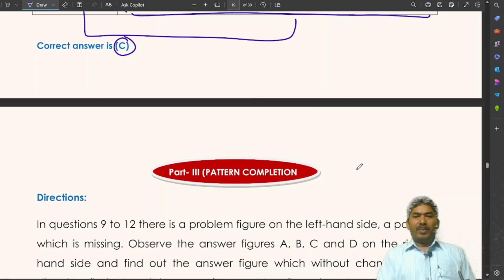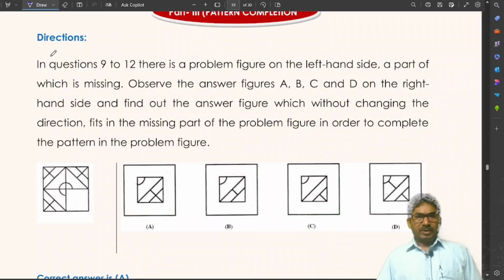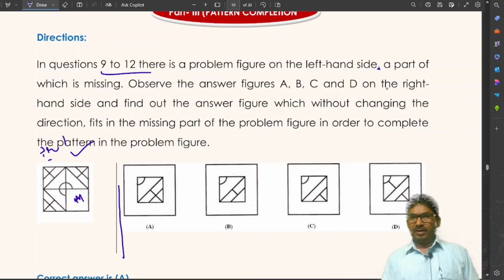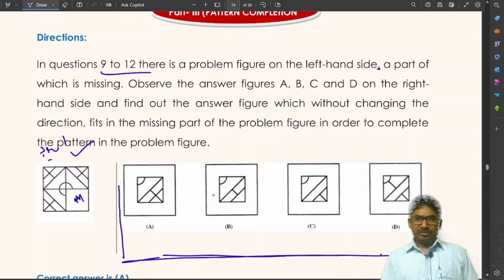Next, part 3, pattern completion. Directions: in questions 9 to 12 there is a problem figure on the left hand side. A part of it is missing, this is the missing part. Observe the answer figures A, B, C and D on the right hand side. See here, there are 4 figures on the right hand side. Find the answer figure which, without changing the direction, fits in the missing part of the problem figure in order to complete the pattern in the problem figure. So without changing the direction we have to choose the correct one which fits in this missing part.